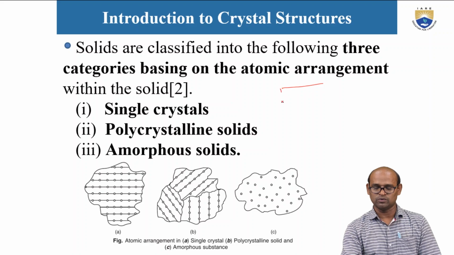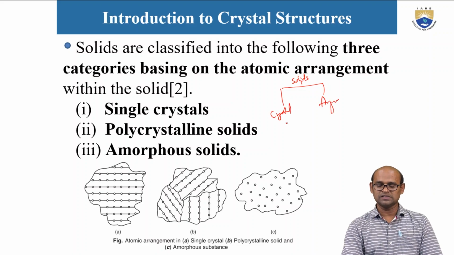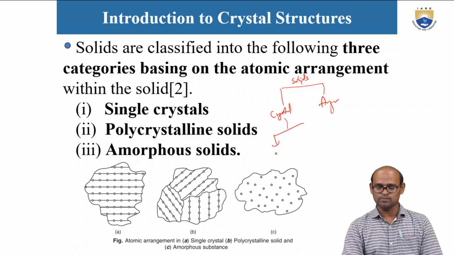Solids are classified into two categories. One is crystals and the other one is amorphous materials. Basically, crystals are again classified into two categories: one is polycrystals and the other one is single crystals.